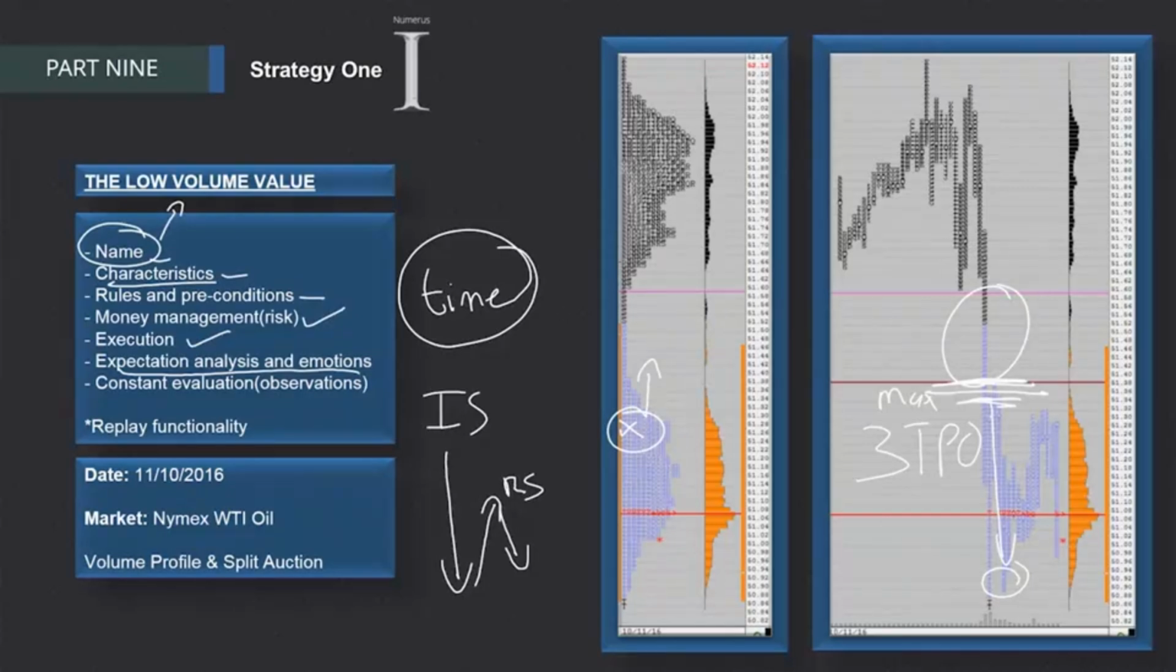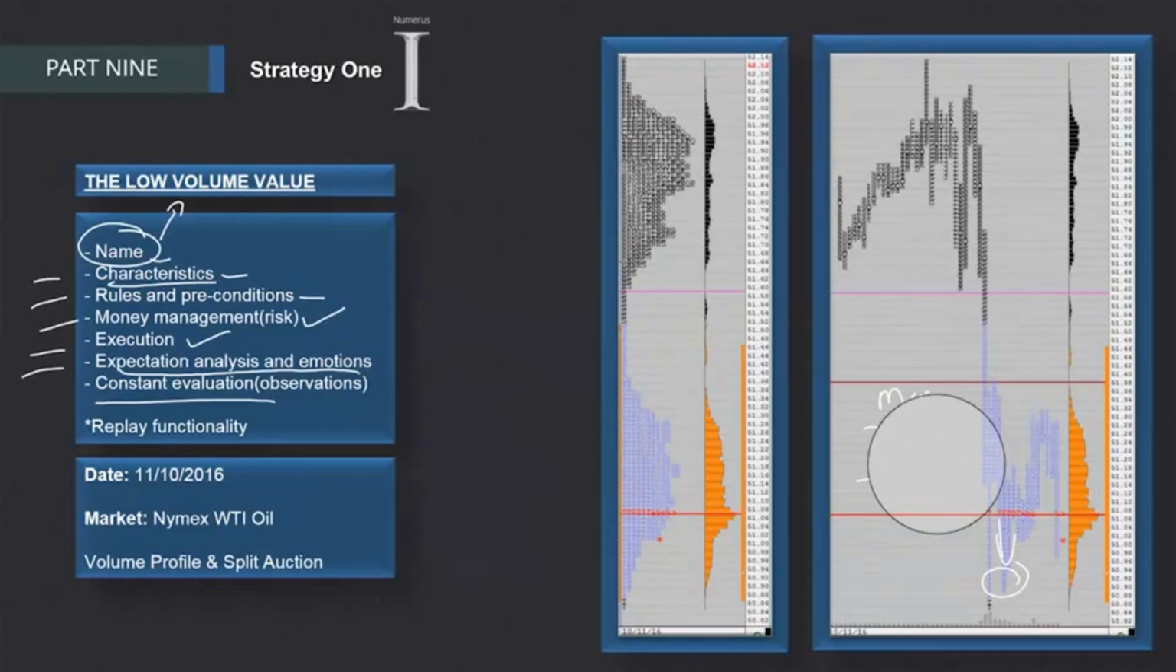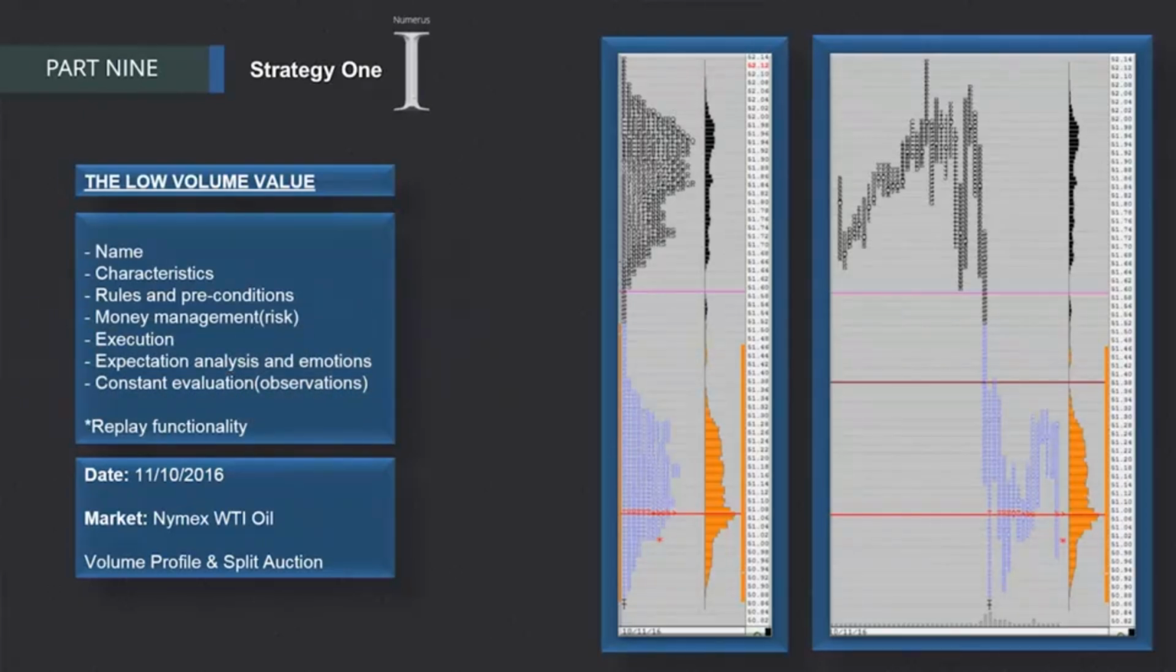What you would then do is constantly take this trade setup and constantly adjust it in terms of the characteristics, the rules, the money management, the execution, as well as some of the expectation analysis. And you would constantly evolve the strategy so that it's constantly improving your overall profitability. Now, let's move on to an example of where we would see this playing out in slightly different conditions. So let's move to the next slide, and I can show you some of the different variations of the low volume area.